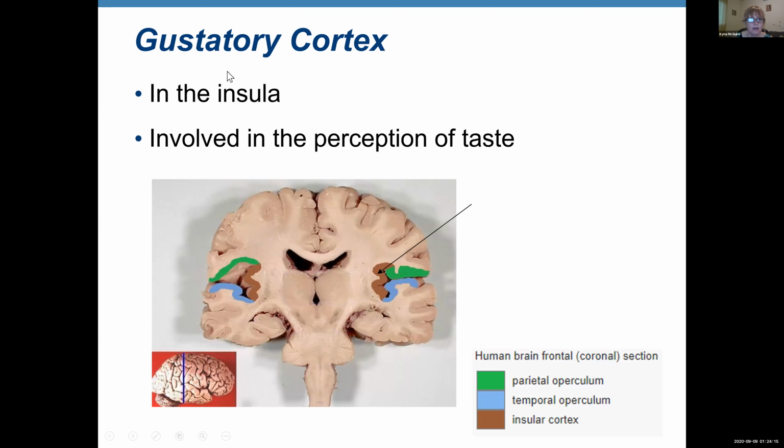The gustatory cortex is in the insula. So the insula is another lobe, right? Because we have frontal, parietal, occipital, and temporal lobes, and one lobe is kind of inside. If you look at the brain and make a coronal cut over here, what is shown in brown color is the insula. In the insula you would find the gustatory cortex, and that's your perception of taste.